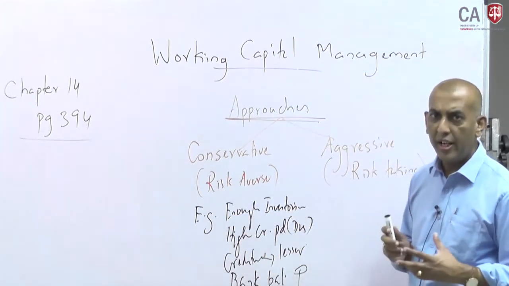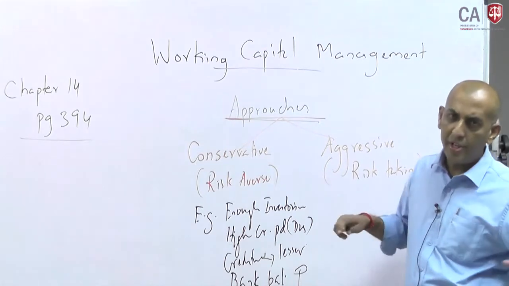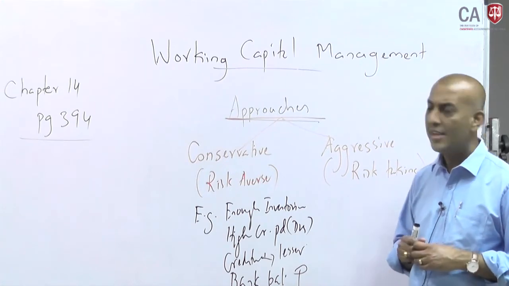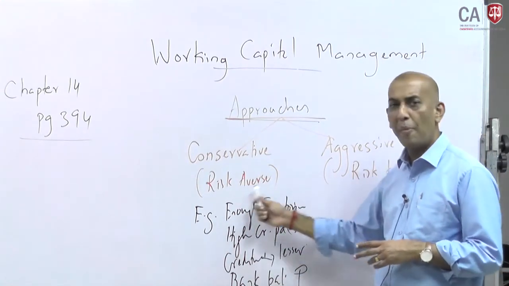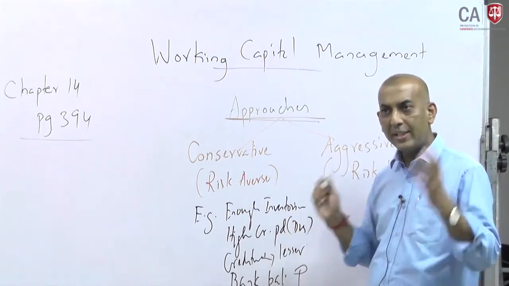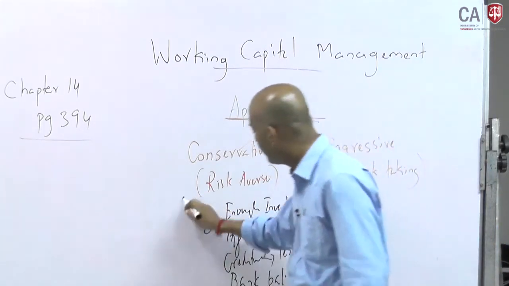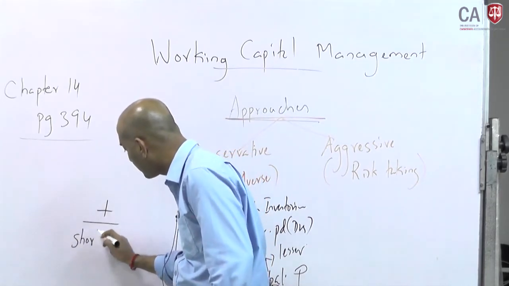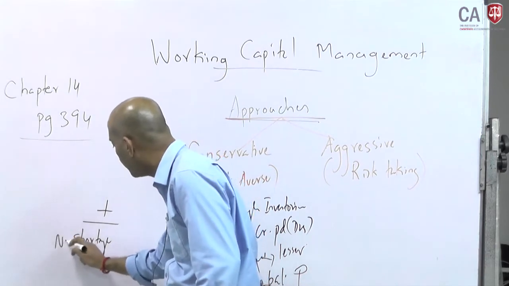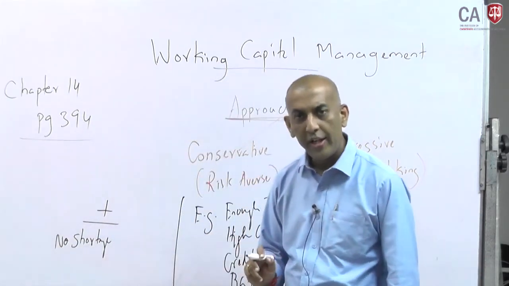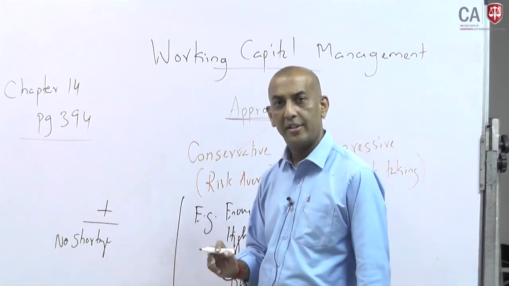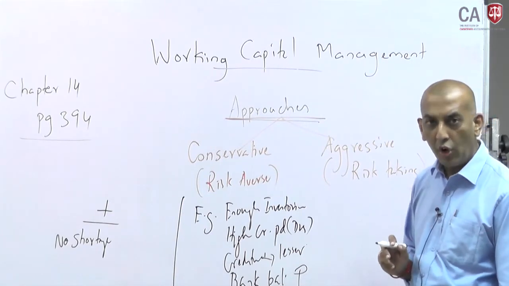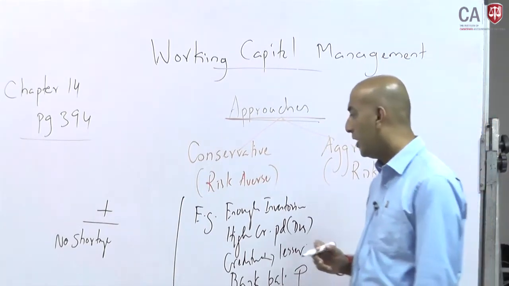When you say you are conservative, what do you do? You have enough inventory, you give higher credit periods, you have enough bank balances, you have lesser creditors outstanding. So this is basically the conservative approach. When you do this, the plus is what? The plus will be, you will not have shortage. It can be production flow, it can be showroom, no shortage. You will not have any shortage in your production flow as well as in your showrooms.